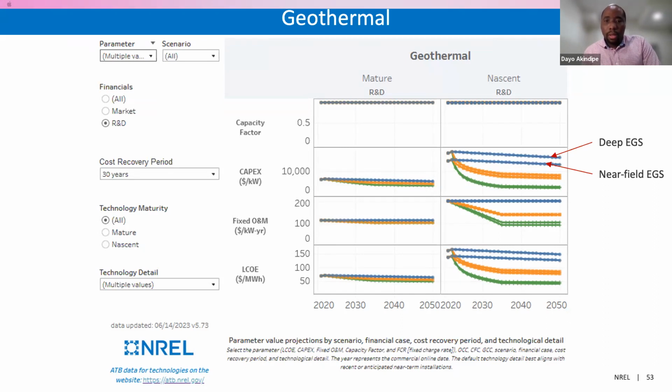Capacity factors basically remained constant across the board. And overall, of course, the hydrothermal systems generally will cost less because you already have an existing reservoir and you don't necessarily need to induce any changes to the reservoir to be able to produce the geothermal fluids. Let's move to the next slide.